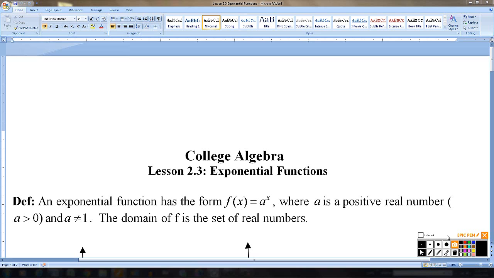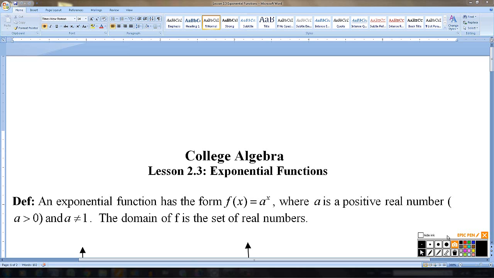Okay, this is the third video on Chapter 2 of our college algebra course, and it deals with exponential and logarithmic functions. We covered the first lesson in composite functions, and then the next lesson was on one-to-one and inverse functions. This lesson will cover exponential functions, and this will lead us to the next lesson, which will be on logarithmic functions.